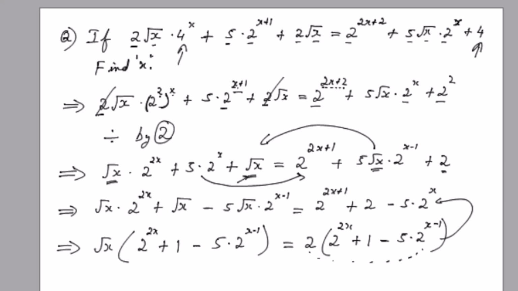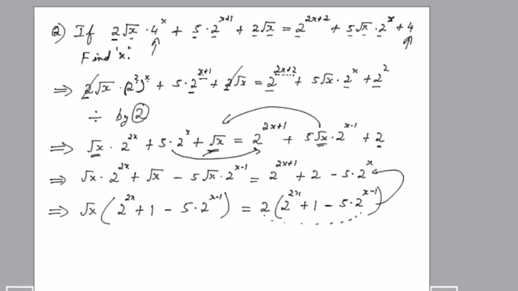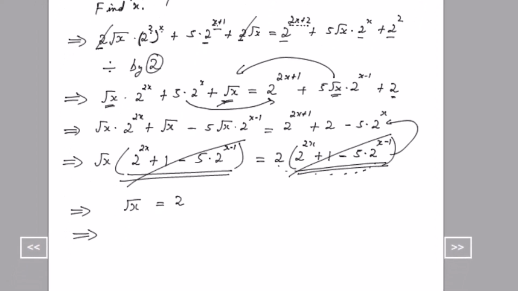right? So now if we try to equate the left hand side and the right hand side, we see that 2 to the power of 2x plus 1 minus 5 into 2 raised to x minus 1 is the same as 2 to the power of 2x plus 1 minus 5 into 2 raised to x minus 1 on the right hand side. So this gets cancelled out. So what we have is square root of x equal to 2, or once we square both sides, we get x equal to 2 to the power of 2 equal to 4. This is the value of x.